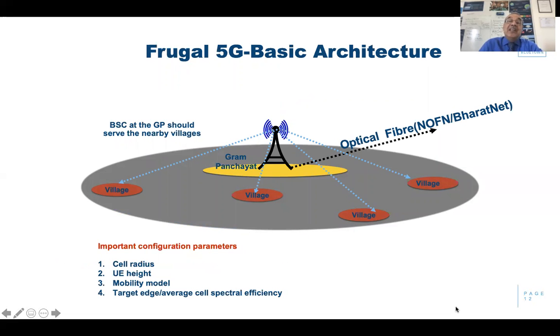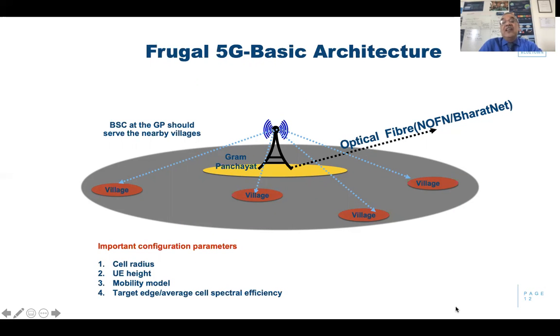So this slide shows the basic architecture of frugal 5G from an Indian perspective. At a Gram Panchayat, a large village with a population of up to around 10,000 people, you have to set up a BSC to serve not only this big village but also the nearby villages, two or three of them. So the backhaul has to come on a conventional means like optical fiber.